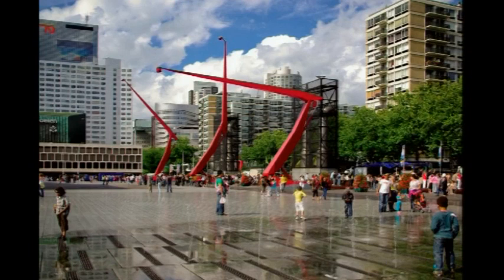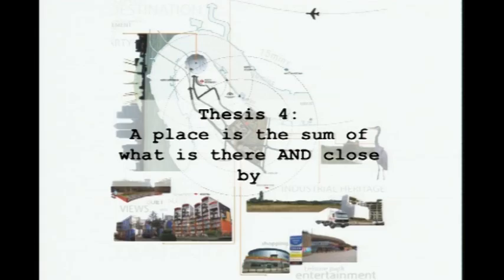Another example from the Schouwburgplein in Rotterdam, where people really inhabit it, perform on this kind of square. So define spaces where people can create niches that people really like to inhabit and perform in.